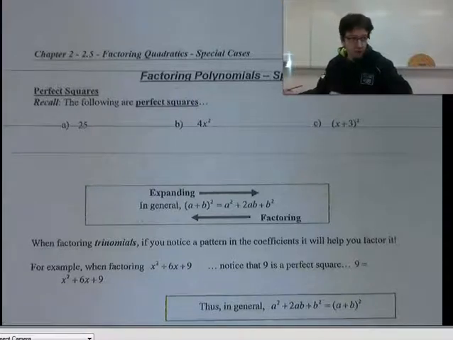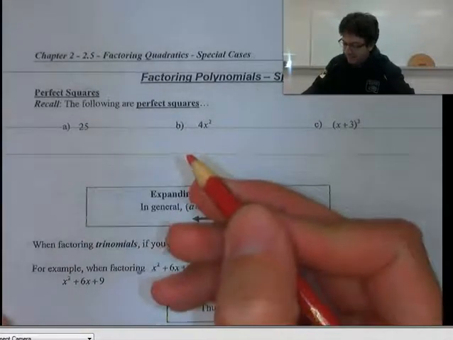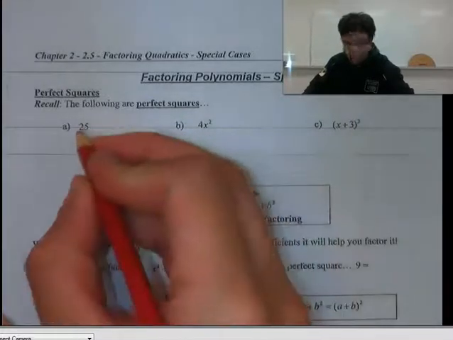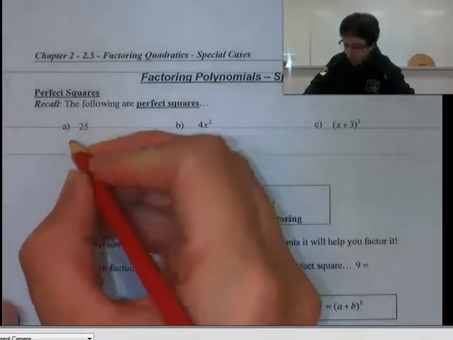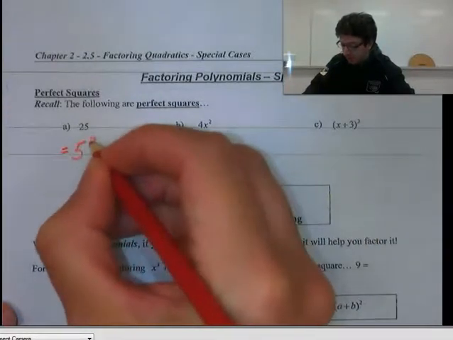So we're going to go over our special cases for factoring. So first let's do perfect squares. What exactly is a perfect square? Well, 25 is a perfect square. Why? Because we can write it as simply 5 squared.